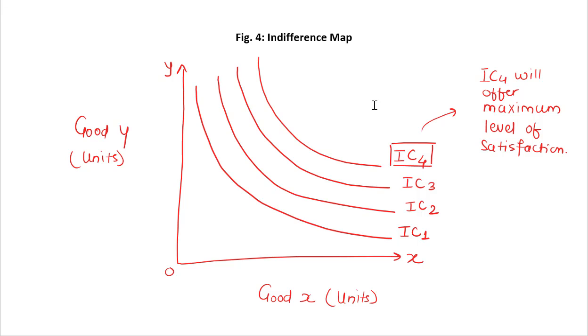If I ask you what is the best IC curve over here in this indifference map, your answer would be, sir, IC4 is the best. So we will go with IC4. But supposing I tell you that you don't have that much money to buy the combination on IC4, indifference curve 4, in that case we also should consider the budget line or price line to choose the best IC curve. I believe you understood till here.